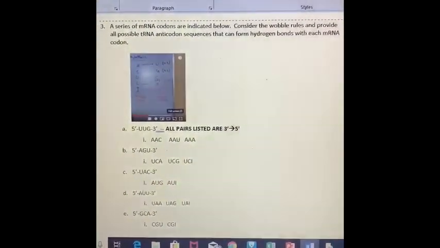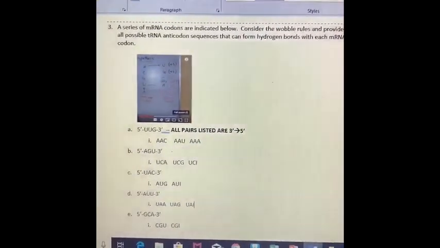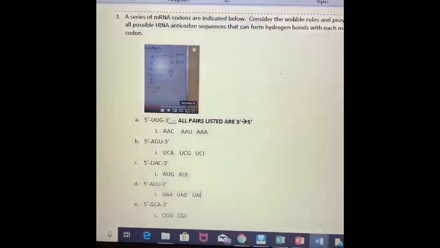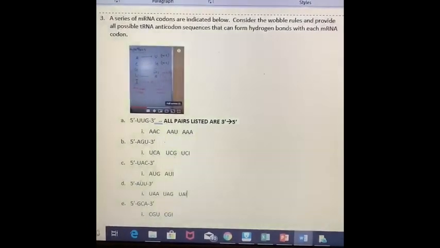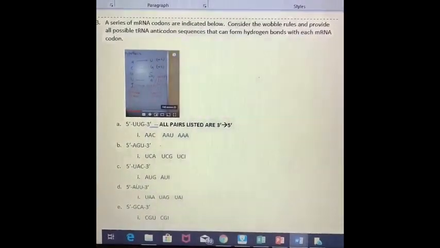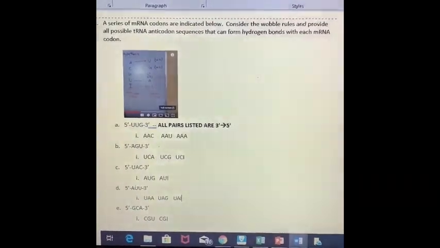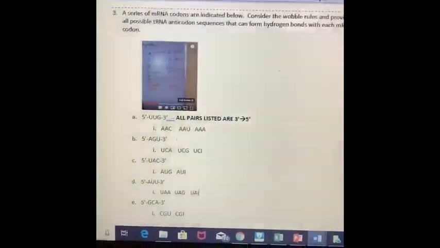Hey guys, here we have week 11 group problems. Question 3 says a series of mRNA codons are indicated below. Consider the wobble rules and provide all possible tRNA anticodon sequences that can form hydrogen bonds with each mRNA codon.